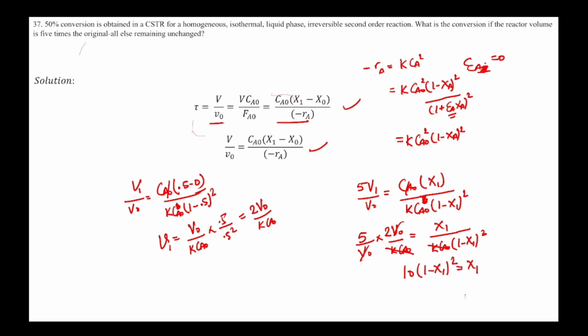So this again becomes a quadratic equation. After solving this, X1 will come equal to 72.98 percent.